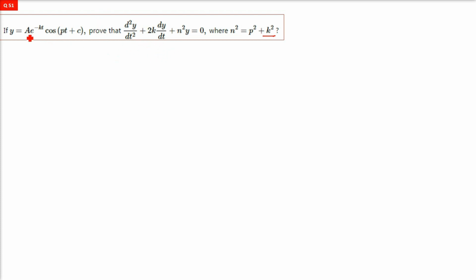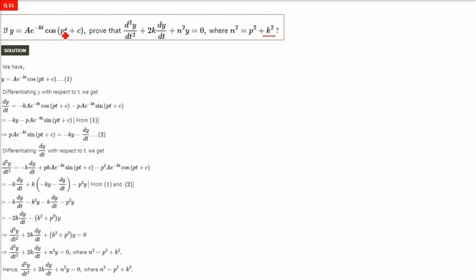Now at some point we are going to use p square plus k square as n square in order to find out this equation. Let us start here. This is the reference for you if you want to continue. I am solving it now. y is equal to a e to the power minus kt cos(pt plus c). For dy by dt, as I said, you need to assume t like x because we are differentiating with respect to t.